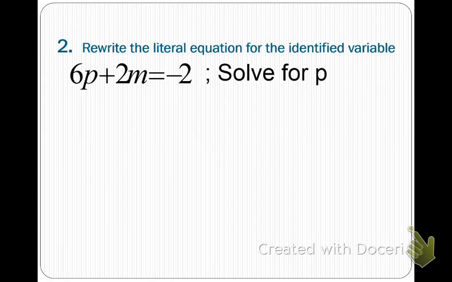Got it? So, what do I do? I want to solve for p, right? If the variable I want to isolate, I don't want to move that guy. I want to keep that guy right where he is. That means I want to move the other term.